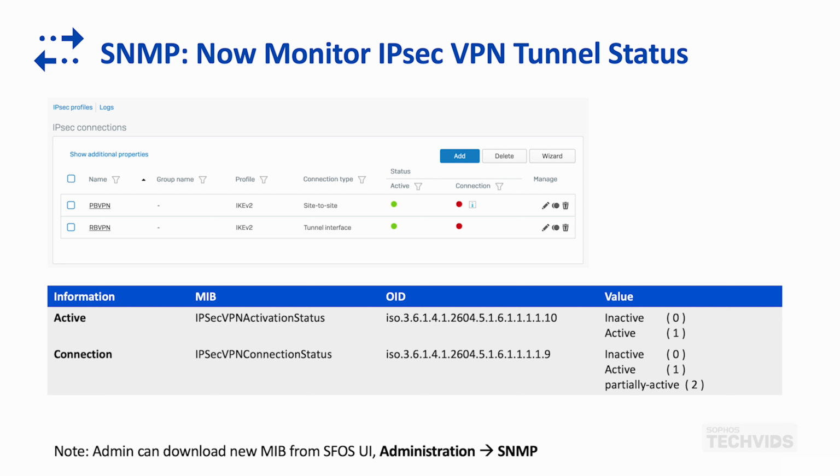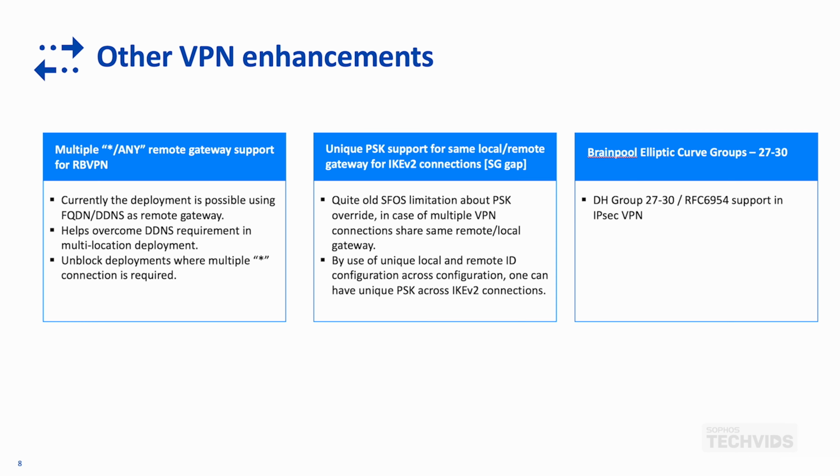Now, we've made a usability enhancement to SNMP. In the current SFOS, we have an SNMP monitor to fetch VPN connection information. However, this doesn't provide much insight around the number of active or inactive connections, or the number of tunnels that are connected, disconnected, or partially connected. With this enhancement, admins can now see all this granular information. Admins can download a new MIB file from the SNMP configuration page of the SFOS UI.